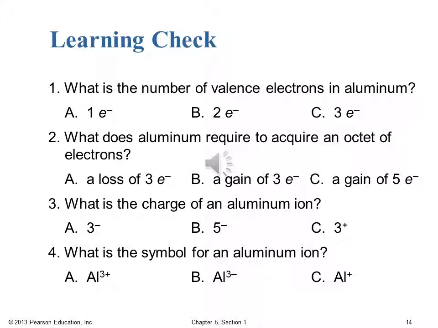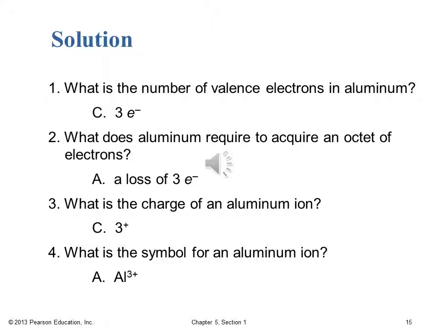All right, let's pause now for a learning check. Let's see how this idea of transferring electrons is going here. So the first question, what is the number of valence electrons in aluminum? That's just the neutral aluminum atom. Number 2, what does aluminum require to acquire an octet of electrons? Number 3, what is the charge of an aluminum ion? And number 4, what is the symbol for an aluminum ion? So go ahead, pause the video now, make your selections, and we'll start back up and see how you did when you're ready.